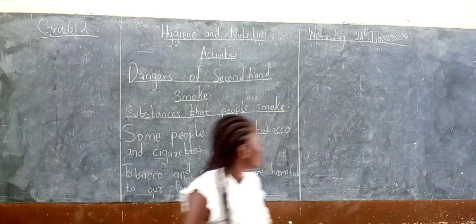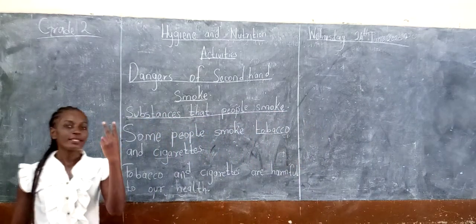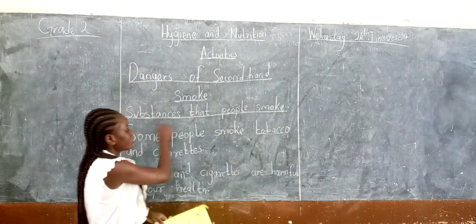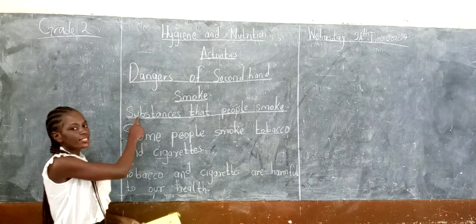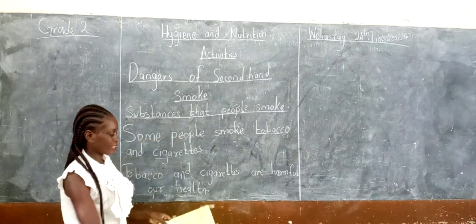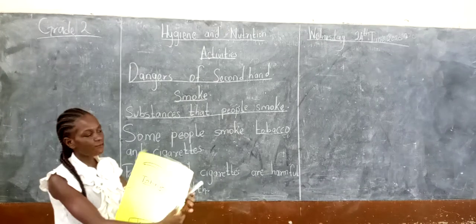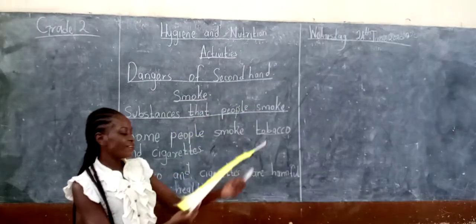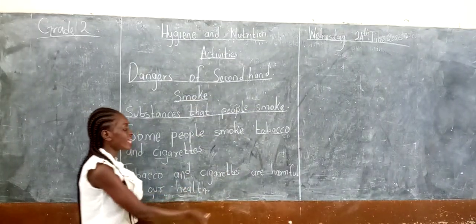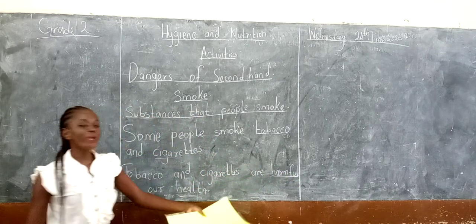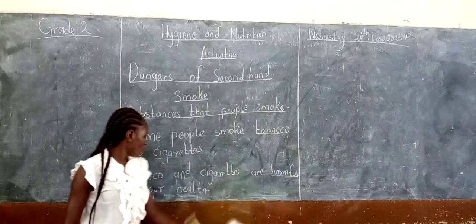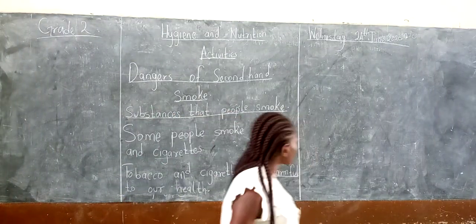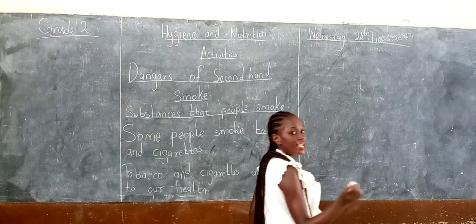So today we've learned about the things that people smoke. Those things, we call them substances that people smoke. I said substances also mean things. So substances that people smoke, we've said people smoke tobacco and cigarettes. And we've said tobacco and cigarettes are harmful. It is not good. It is harmful to our health. So I want to give you an exercise. This is our assignment for today.